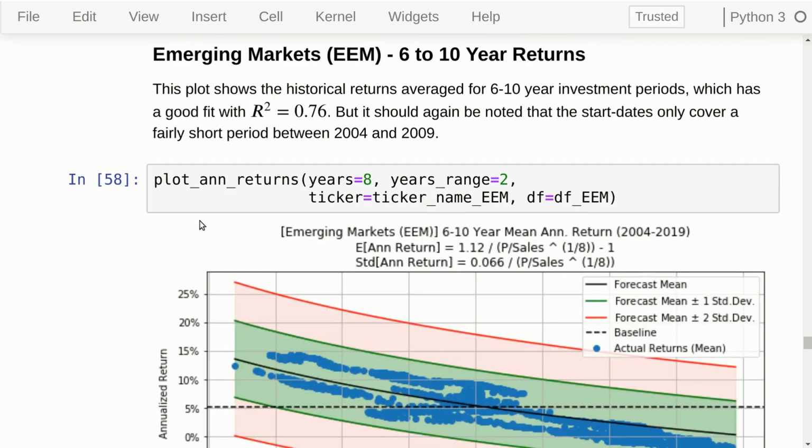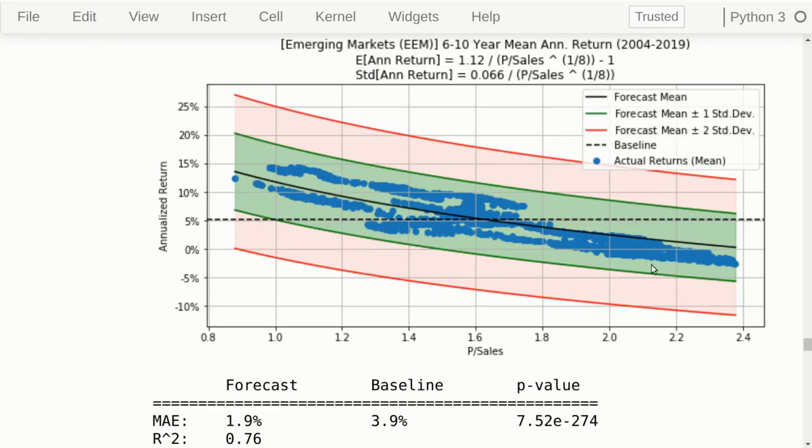We can try and consider all 6 to 10 year periods and take the average annualized return of all those. And then we get this plot here, which has an R-squared value of 0.76, which is a very good fit. But again, it really only covers start dates between 2004 and 2009, so a 5-year period.